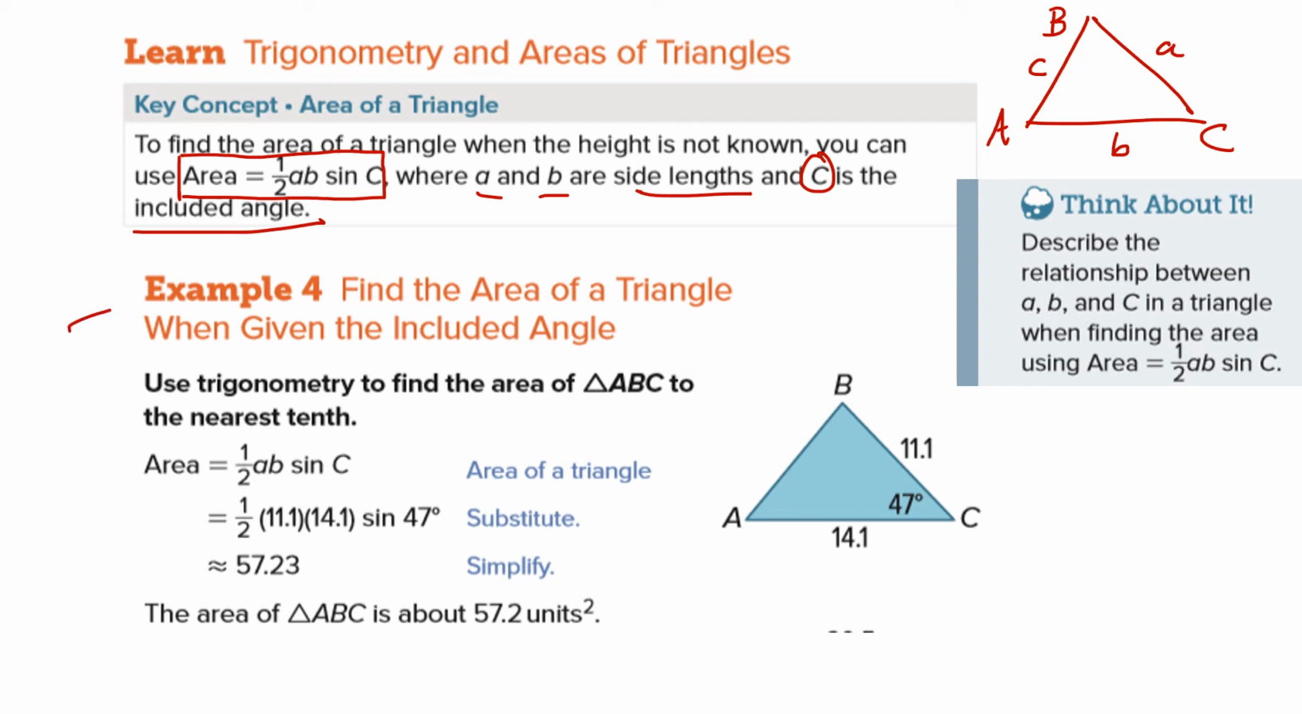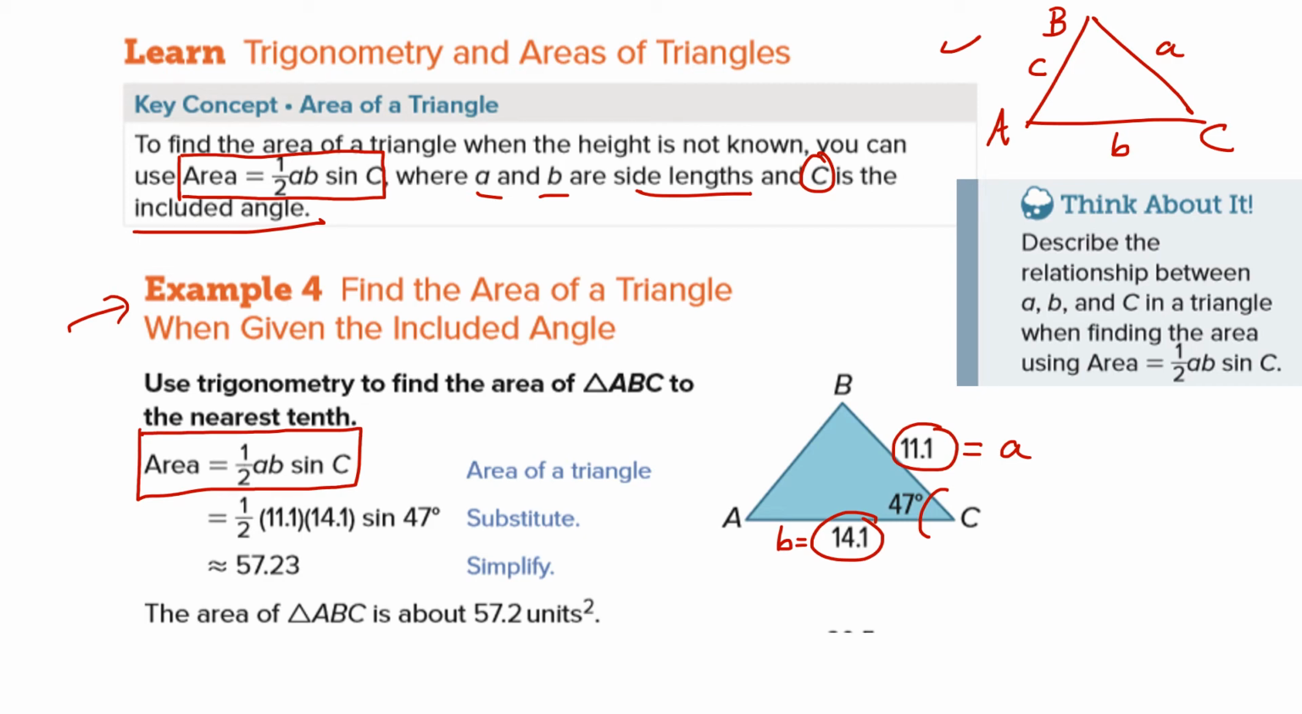Okay, so let's see an example. Here this triangle ABC is given, one measure of the angle is given, 47 degrees. So first you need to check, is this the included angle between the two sides? That's correct. So if your AC is 14.1, your BC is 11.1, so this angle C is included. And I hope by the notation you can recognize that the side opposite to capital B, this one is small b, and the value of small a is 11.1. So let's use the formula area equal to 1 by 2 AB times sine C.